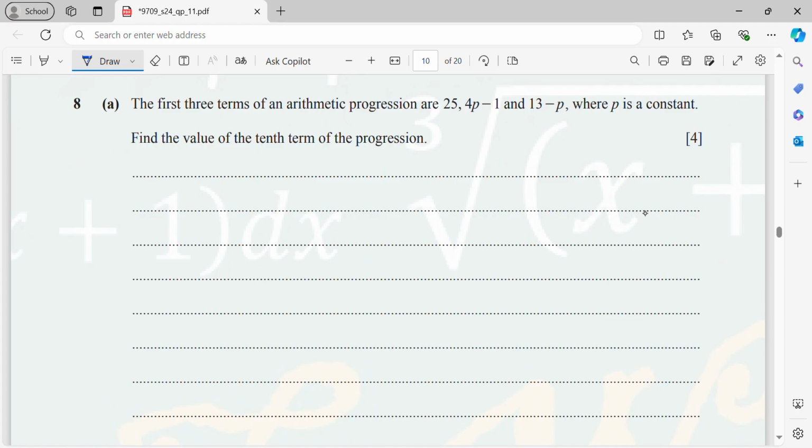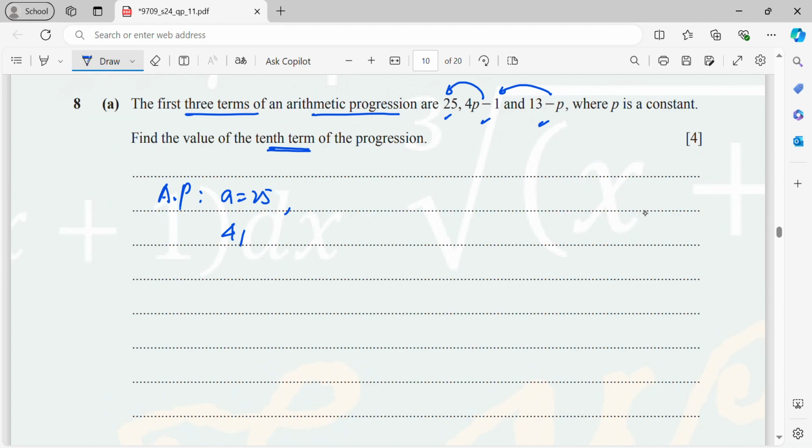Question number 8a. The first three terms of an arithmetic progression are 25, 4p minus 1, and 13 minus p, where p is a constant. Find the value of the 10th term. So, arithmetic progression, my a is basically 25. Now, I need to know what is my d. So, my d, which is a common difference, is second term minus first term. It is same as third term minus second term. Before I get the d, I have to find out what is my p first.